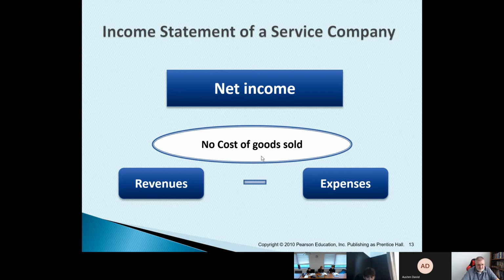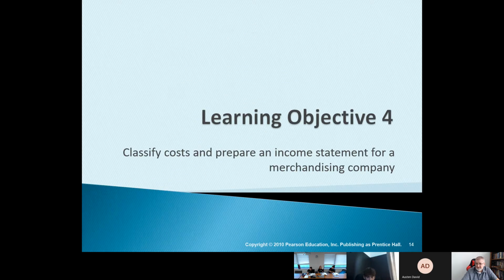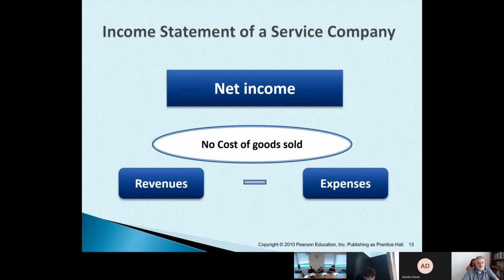There's no goods changing hands, okay? So that's how we do a service company. It's the simplest. Our net income is our revenues minus our expenses.